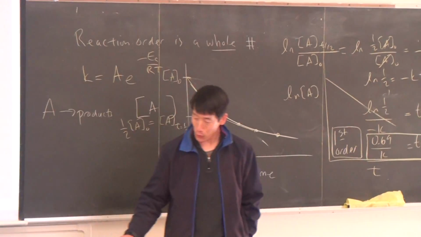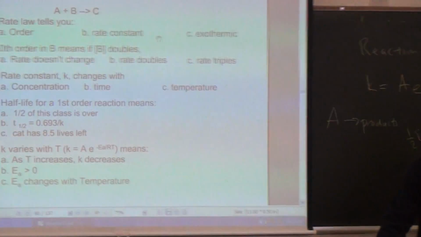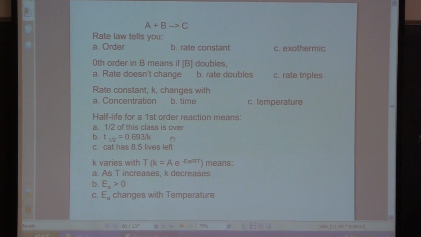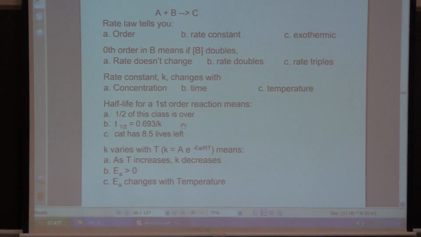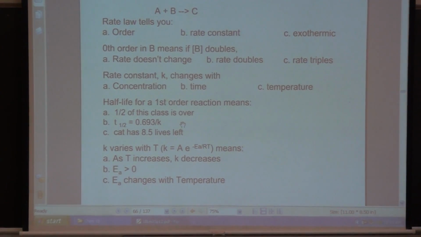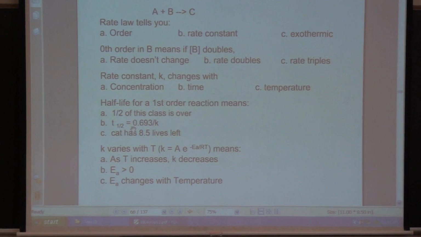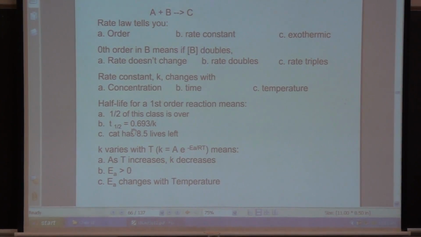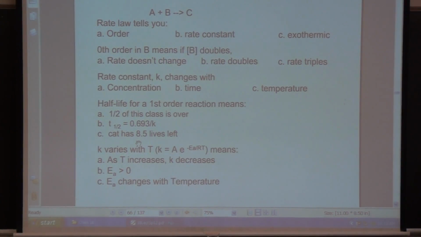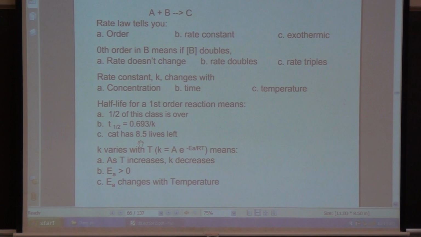Okay, let's go on to the next one. The half-life for a first order reaction means that half this class is over. And we're about half the class over. T1 half is equal to 0.693 divided by K, or a cat only has 8.5 lives left. So what does half-life mean for a first order reaction?